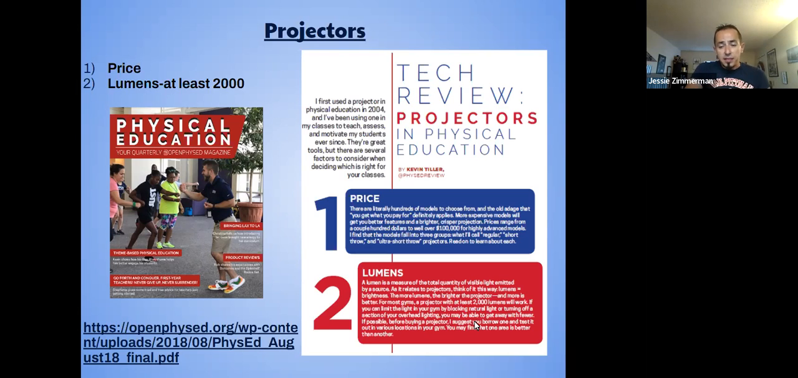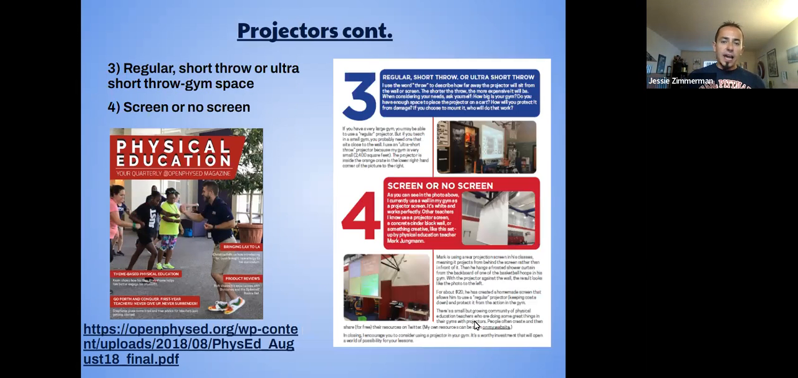The second one is the lumens, which is basically the brightness of it. When you're looking for a projector, you want at least 2000 lumens, so it's bright enough to use in any light in the classroom. Luckily, I have a double classroom and a lot of light in my space. It also has shades that I can use to cover everything, so when I turn on the projector, it's easy to see.